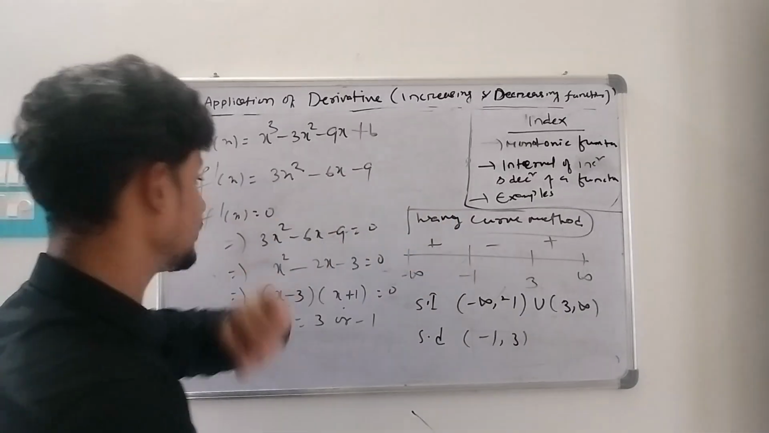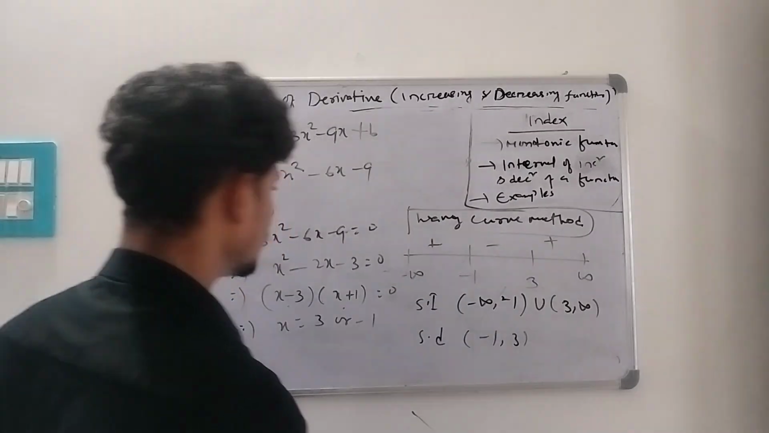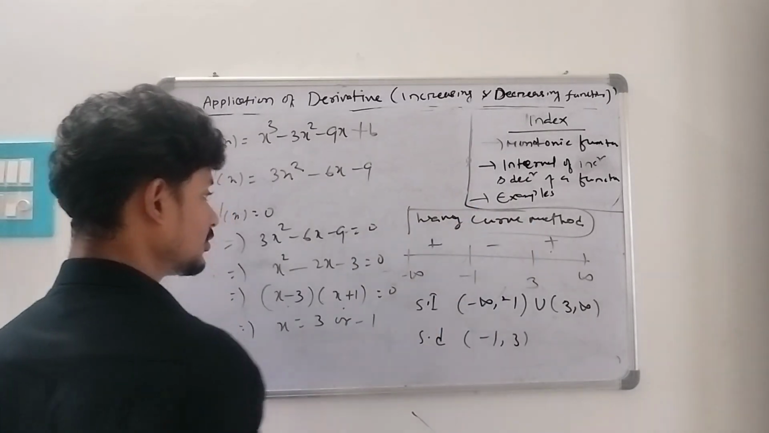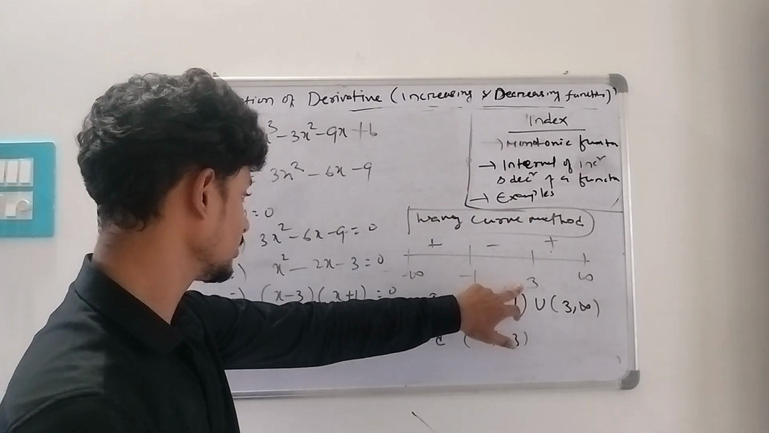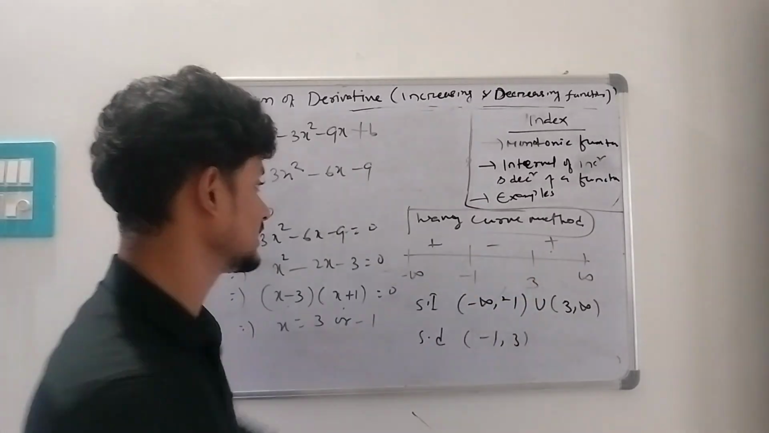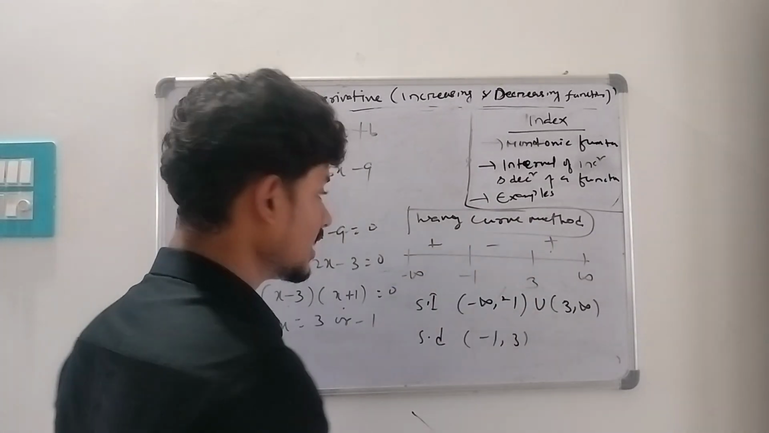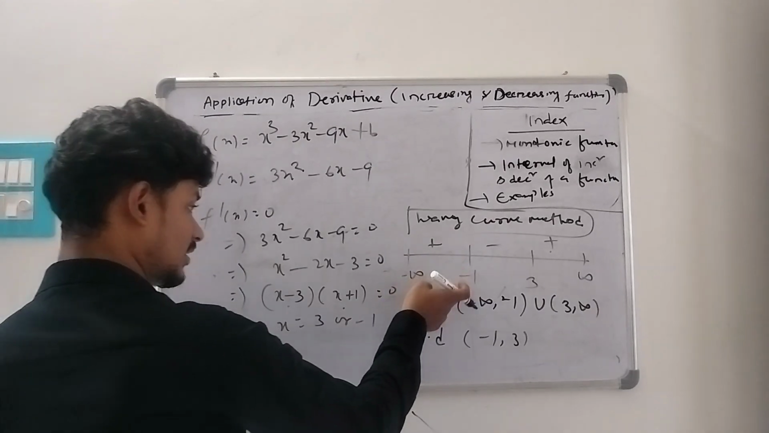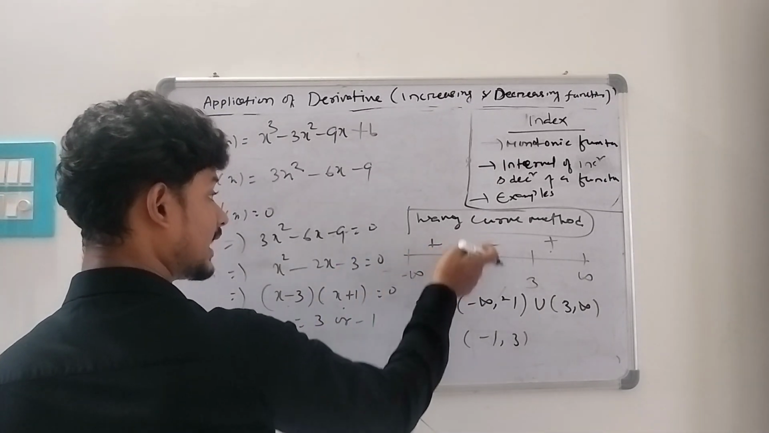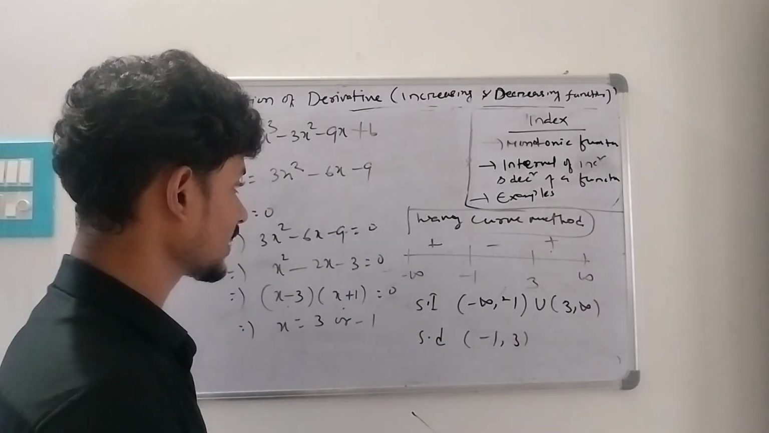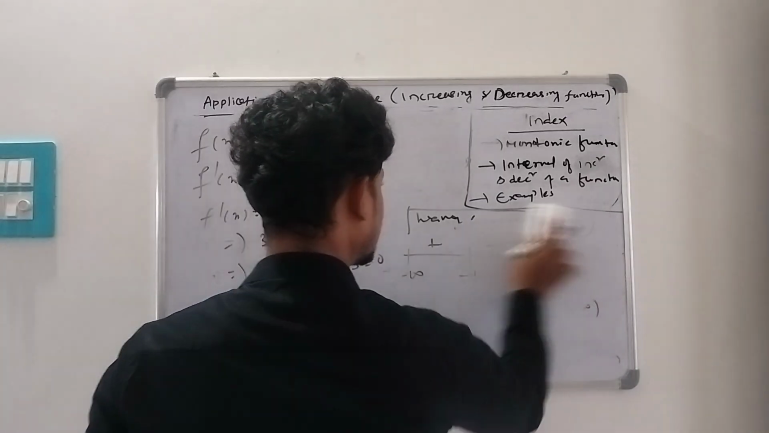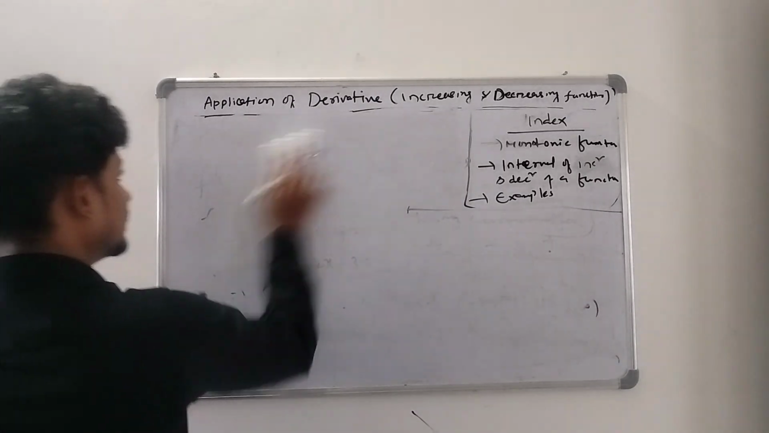Then according to the wavy curve method, without taking any point, we put positive on the right-hand side, and then check the power of the factor of 3. If it is odd, then we change the sign to minus. And check the factor of -1, which is x plus 1; if the power is odd, then again we change the sign. So using the wavy curve method, we can directly find the nature of its derivative.